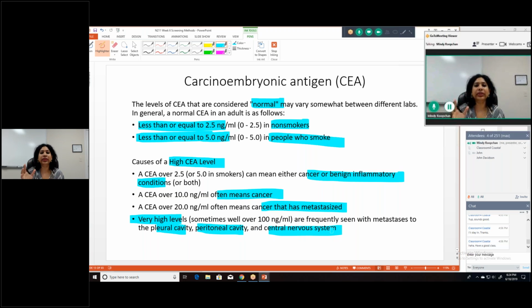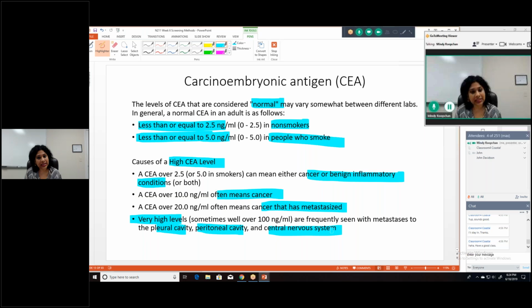So I don't believe you have to memorize numbers for this. I just want you to know what this antigen is, what it does, and maybe what it means. The numbers aren't hard to memorize, but I want you to understand if you see a number that's over 20, that means it's very high. Less than or equal to 2.5. So just have a general idea of what the numbers are.